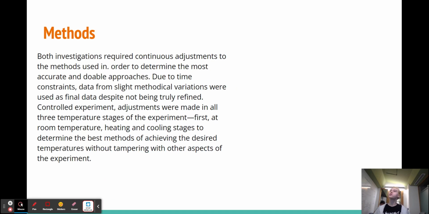Methods. Both investigations required continuous adjustments to the methods used in order to determine the most accurate and doable approaches. Due to time constraints, data from slight methodical variations were used as final data despite not being truly refined. With the first controlled experiment, adjustments were made in all three temperature stages of the experiment. First, at room temperature to determine the initial process, and then secondly, in the heating and cooling stages to determine the best methods of achieving the desired temperatures without tampering with other aspects of the experiment.